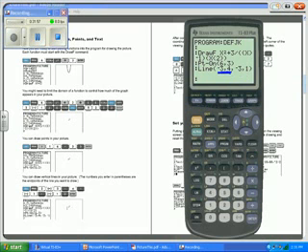Oh, okay. All right, I'll go fix it. It was supposed to be a negative 1.